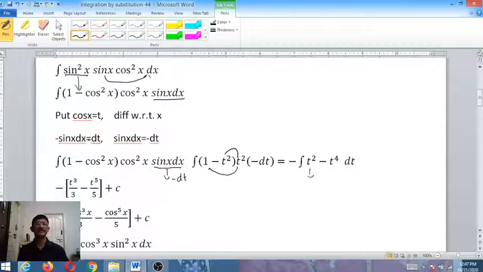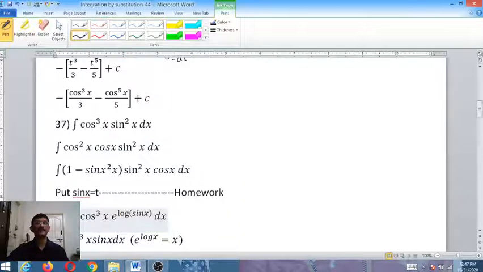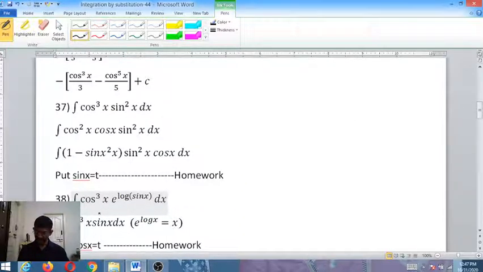What is t here? Cos x. So minus is taken out. Compulsorily you have to write the bracket here. So it is cos cube x by 3 plus cos power 5 x by 5. So you can take this as a homework.